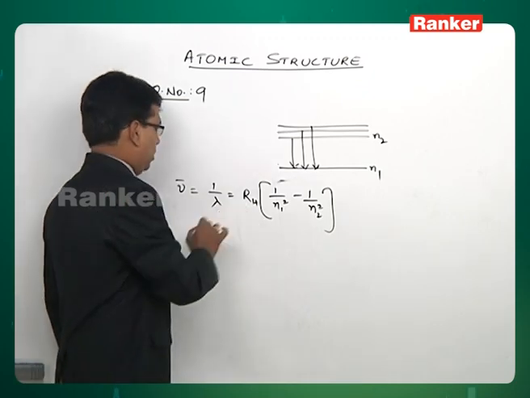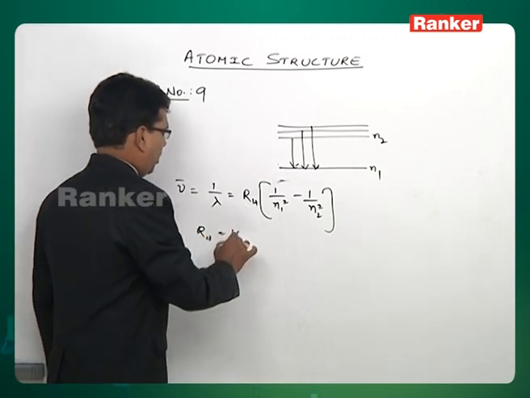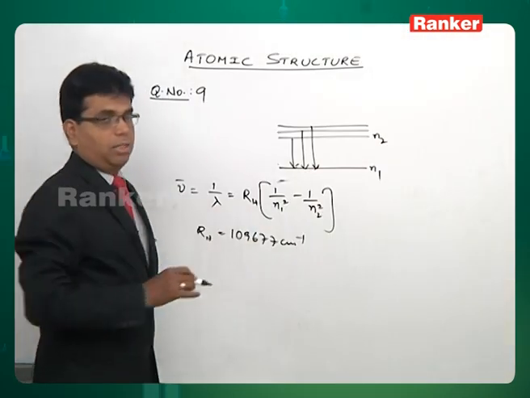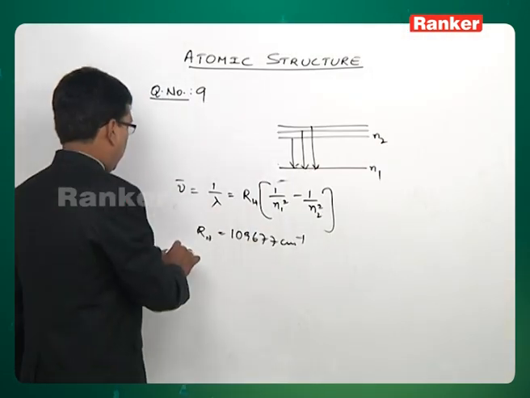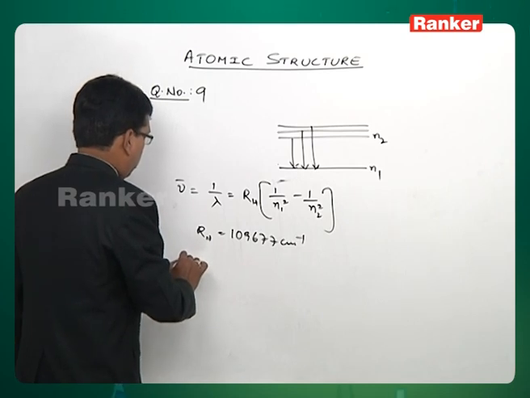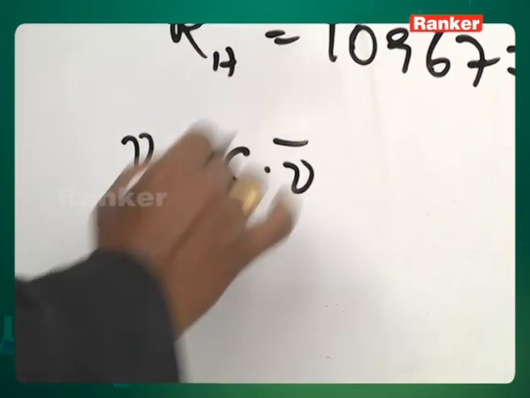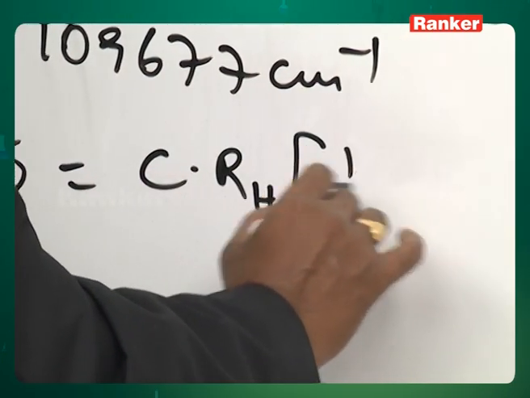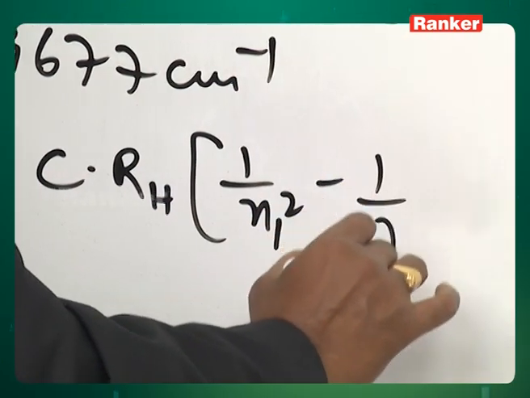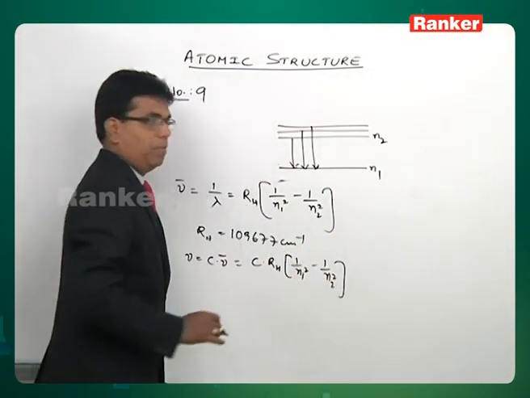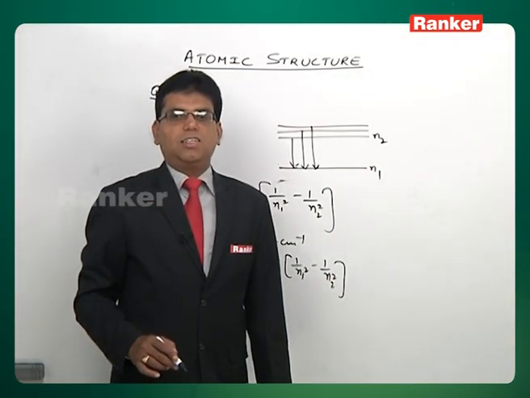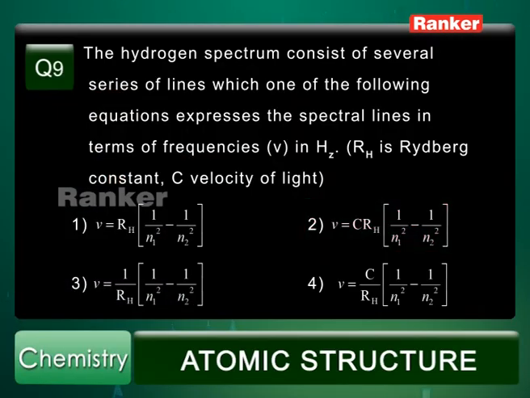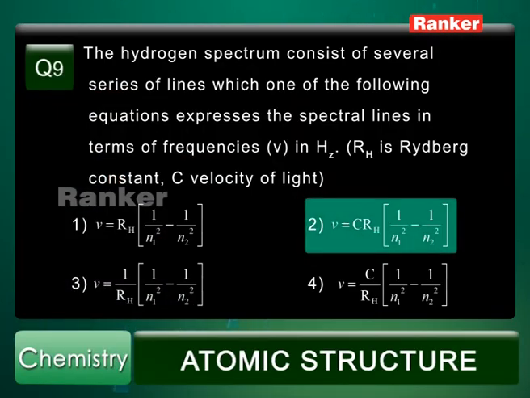RH is a constant, where RH is equal to 109,677 centimeter inverse, and here the question is with respect to nu, and as we know that nu is equal to C into nu bar. So this is equal to C into RH into 1 by n1 square minus 1 by n2 square is the correct answer. So in the given options, the correct answer is C into R into 1 by n1 square minus 1 by n2 square, that is option number 2.